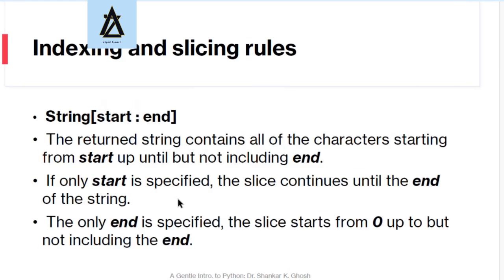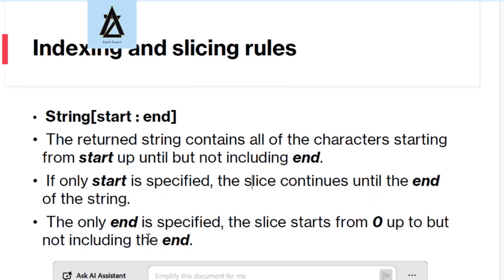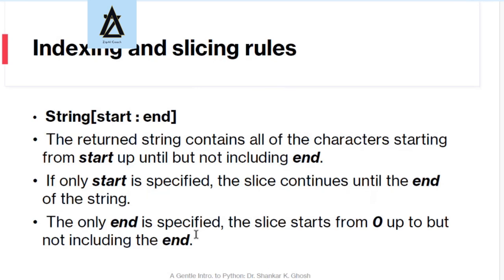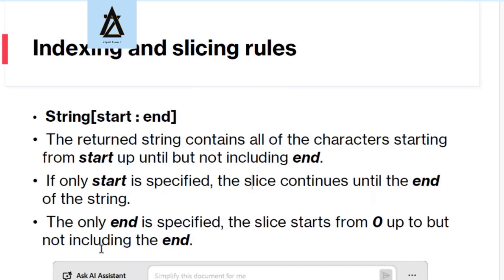For example, if you write string[start:end], basically you are telling the starting position and ending position, and you are printing that particular portion of the string. The returned string contains all of the characters starting from start up until, but not including, the end. Please be careful. If you write 0 to 5, it will print 0, 1, 2, 3, 4, not 5. The slice starts from 0 up to, but not including, end.